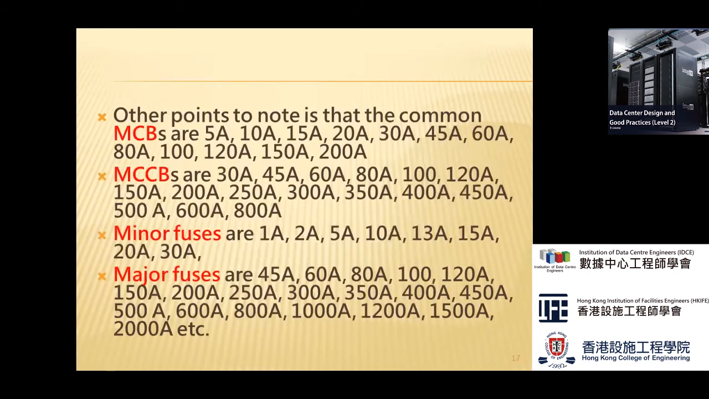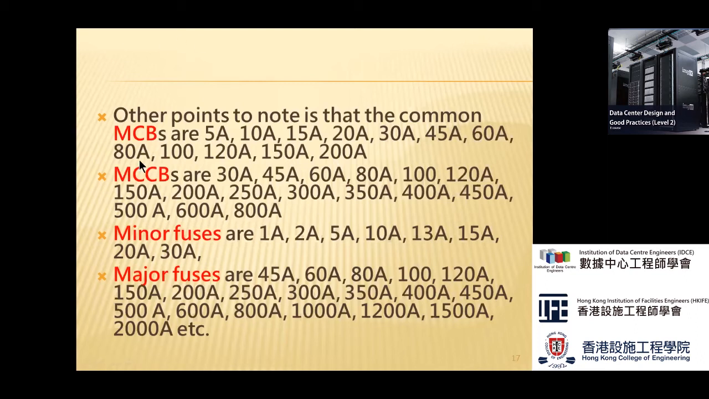Okay, the other point to note is that the common MCBs are usually 5 amp, 10 amp, 15, 20, 30, 45, 60, 80, 100, 120, 150, and 200 amp. More or less about 200 amps of stock. If it's more than that, you can use other breakers, right, or fuse.